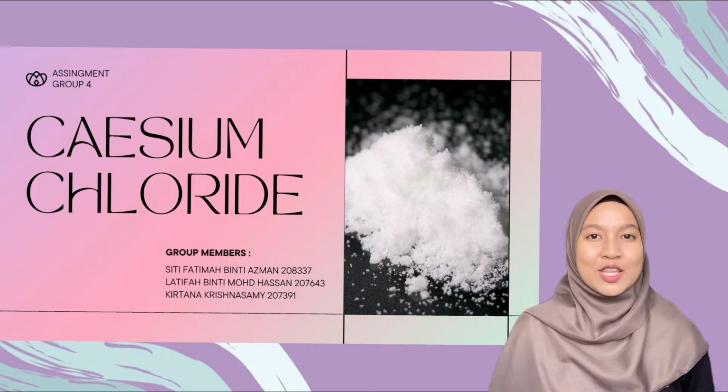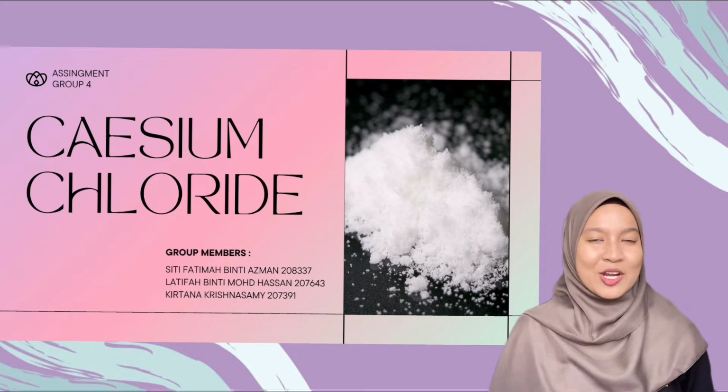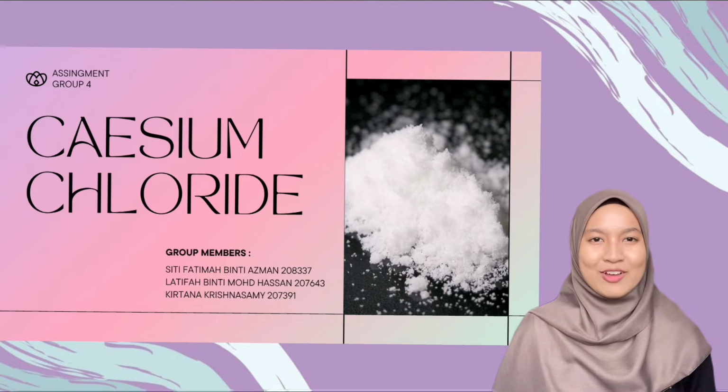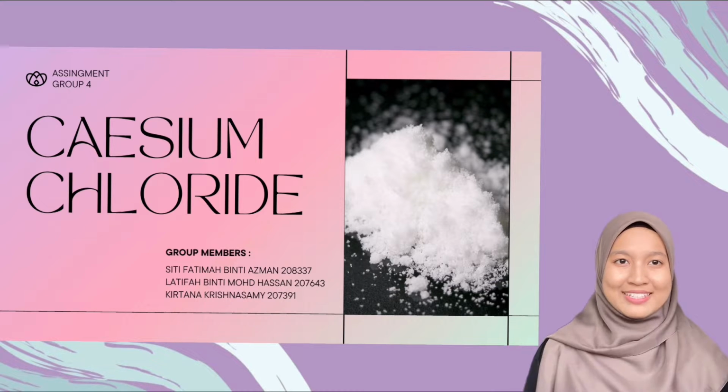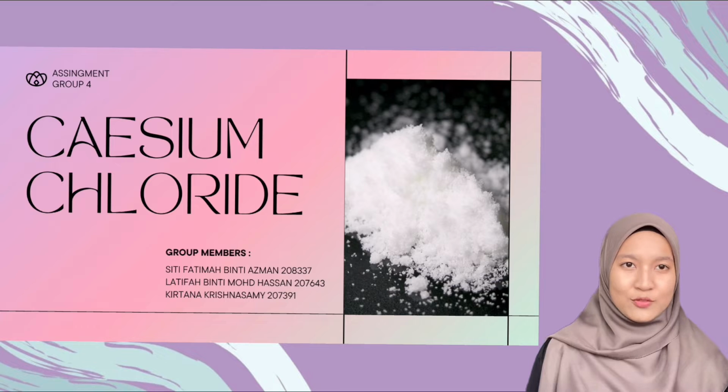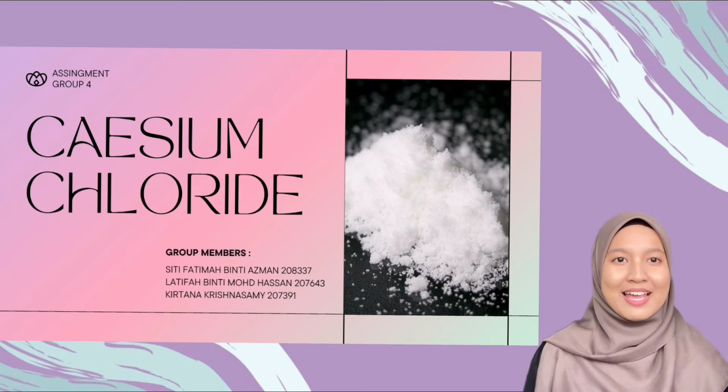So today, my group 4 are going to present the structure of Caesium chloride, CsCl. My name is Siti Fatimah Binti Azman, and my metric number is 20A337. My group members are Latifah Binti Muhammad Hassan and also Kirtana Krishnasamy. Next, I will pass this presentation to Latifah to explain about the unit cell, the lattice type, and also the unit formula of the CsCl.